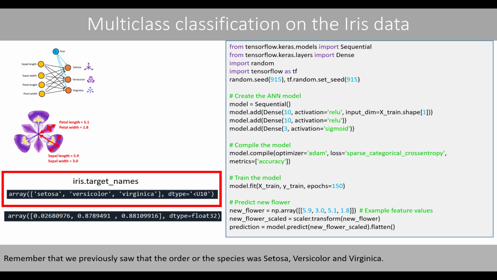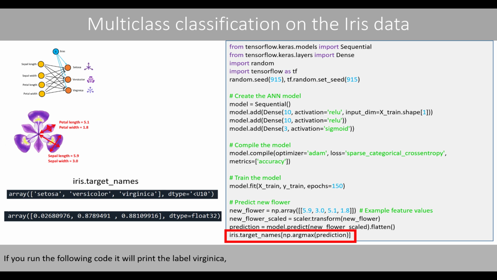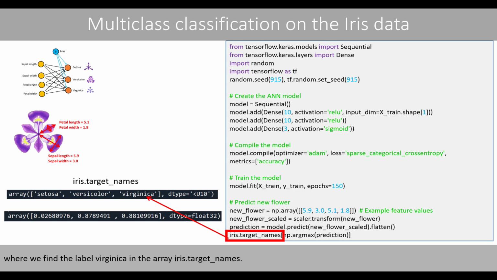Remember that we previously saw that the order of the species was Setosa, versicolor, and virginica. Since the maximum value is associated to virginica, we should predict a new flower as virginica. If you run the following code, it will automatically print the label virginica, because the argmax function will return the value 2, since the maximum value is located in the third element, where we find the label virginica in the array iris.targetNames.